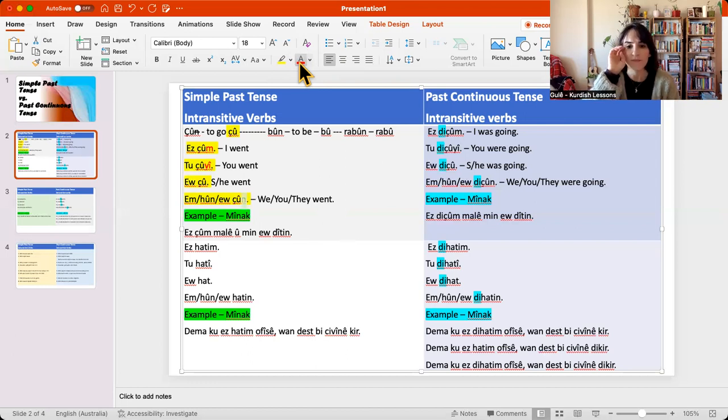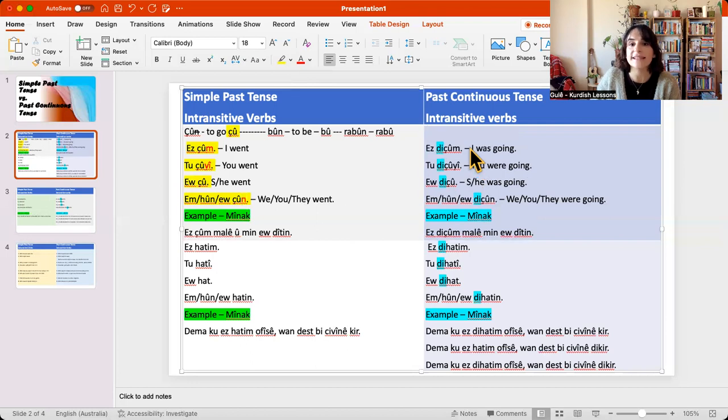So it is the simple one, simple past tense. Chum, chuyi, chu, chun. And past continuous tense is really easy. It has the same form with a prefix. So chum means I went, and this one with the prefix means I was going. Let's imagine you are telling a story, explaining a period of time in the past. Yes, I was going, and then something was happening, it was calling, I don't know. So it means I was going. You are speaking about a period of time in the past.